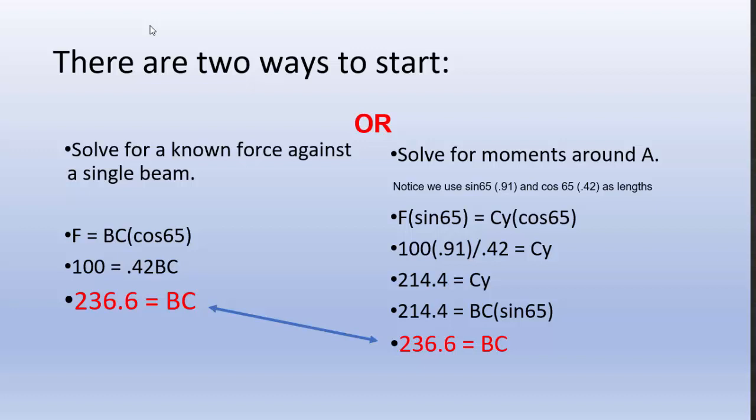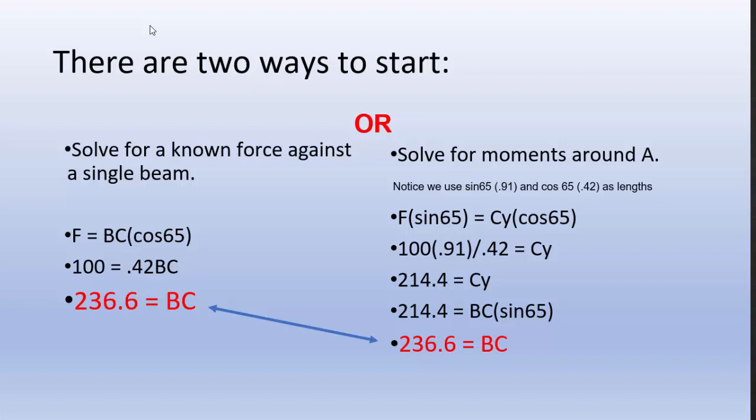In both scenarios, I see that C of y is going to equal 214.4. I do the math for each one, and I find out that BC equals 236.6. This is a good sanity check, because whether I use the horizontal portion or the vertical portion, both gave me the same answer, which is 236.6. So I have a high degree of confidence that I'm doing the right thing.